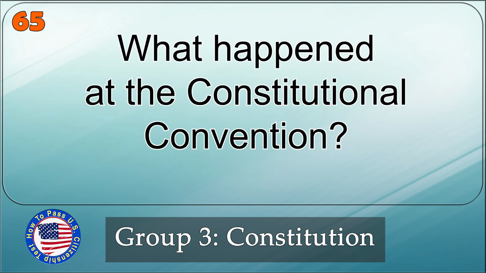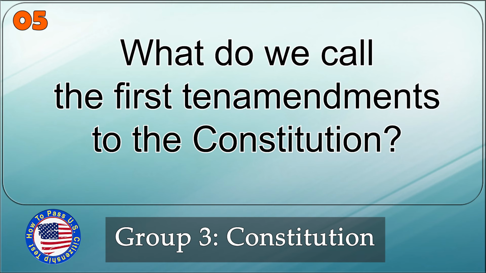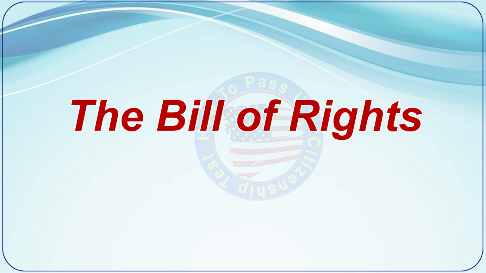What happened at the Constitutional Convention? The Constitution was written. What do we call the first 10 amendments to the Constitution? The Bill of Rights.